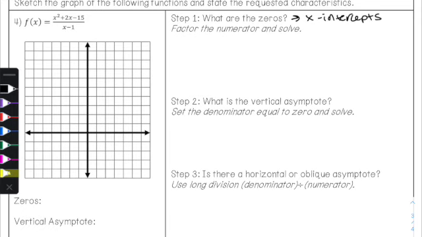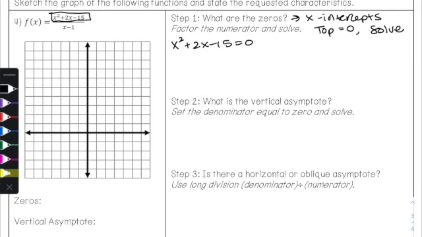To find our x-intercepts, we're going to set the top equal to 0 and solve. So my numerator is x squared plus 2x minus 15. This is a quadratic equation. To solve quadratic equations, we can do one of the 4 things that we learned how to do: factoring, quadratic formula, taking square root, or completing the square. This one is factorable, so I'm going to go ahead and factor that.